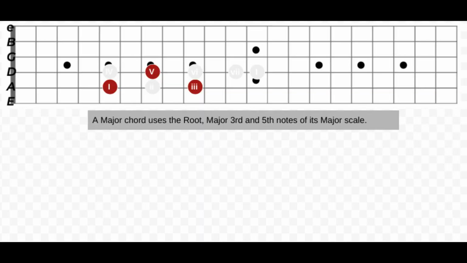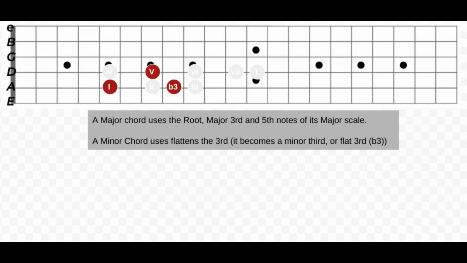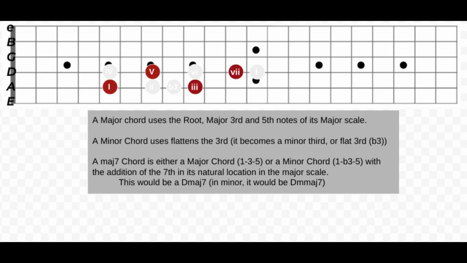major scale for that. A major chord is made up of the root note, the third, and the fifth of its major scale. Likewise, for a minor chord, we use the root note and we flatten that third. We use the minor third and that fifth note. When we look at major 7 chords, we're adding a 4th note. So we still have the root note, the third note, and the fifth, but we add a 7 in its actual position in the major scale. So that would be a D major 7 is what's depicted here. And if we use the minor version, it would be a D minor major 7.